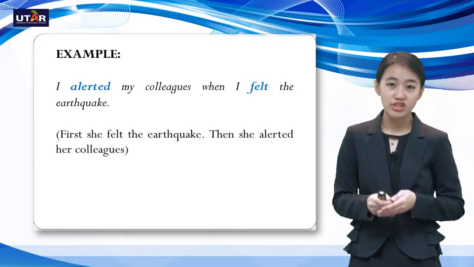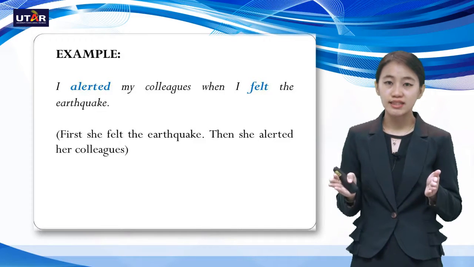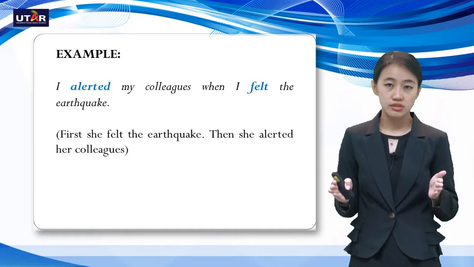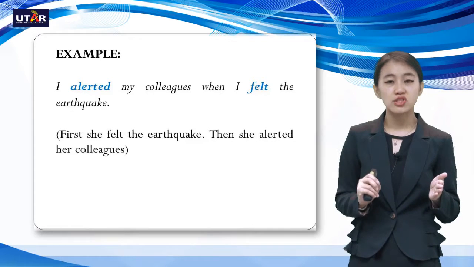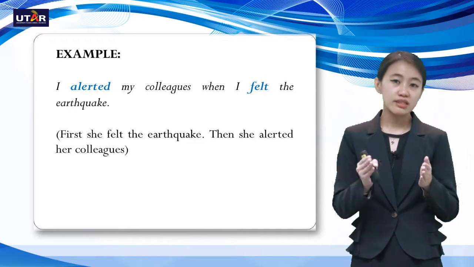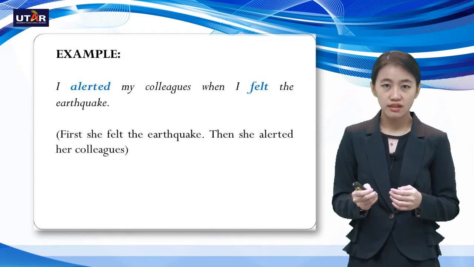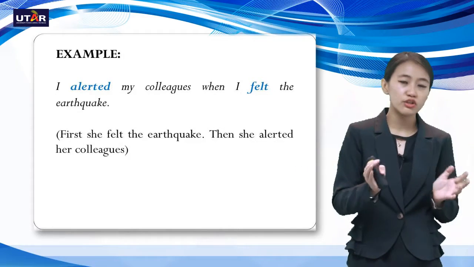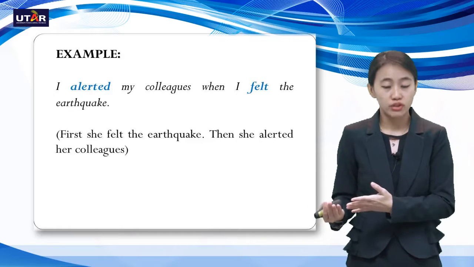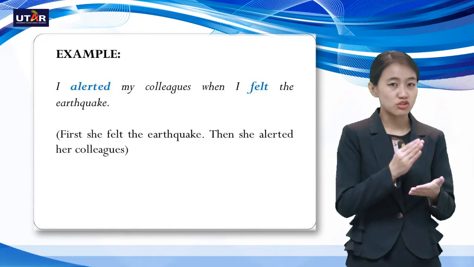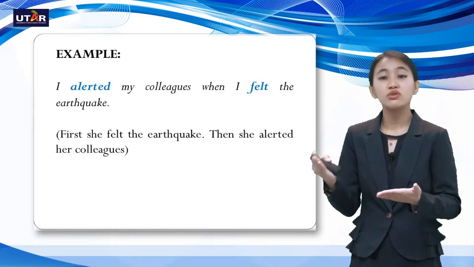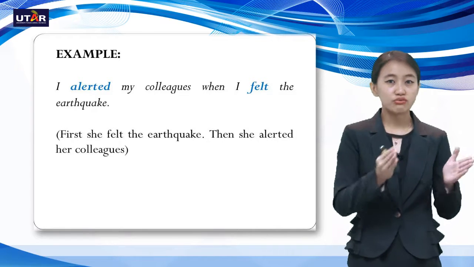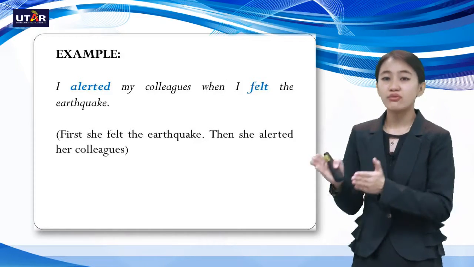When you are referring to an action that is ongoing and then suddenly something happens, of course you have that long action which is in past continuous, and then you have that short action in simple past. But in this case, I alerted my colleagues. So this is not you doing the action of alerting everyone, hello, hi, there's an earthquake, only then you felt the earthquake. So of course you alerted, it's a short action, and then only you felt the earthquake. So here, the key words are and then. So first I alerted, and then I felt the earthquake.